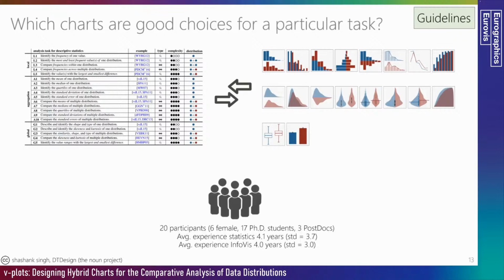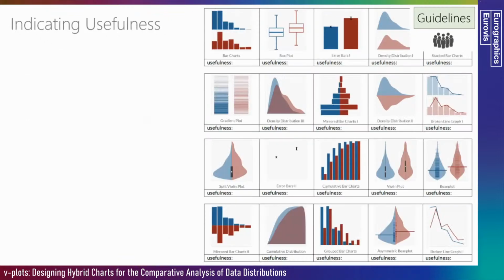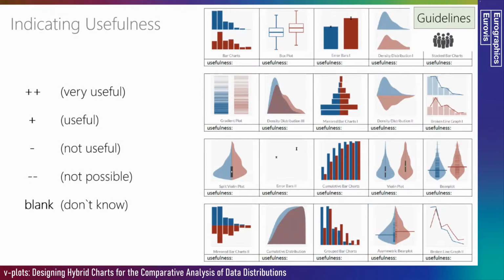We conducted a survey with 20 InfoVis and statistic researchers. We randomized the order of the visualizations. Then the participants indicated the usefulness of every visualization technique for a given task using the Likert scale on the left, and repeated this for all analysis tasks.